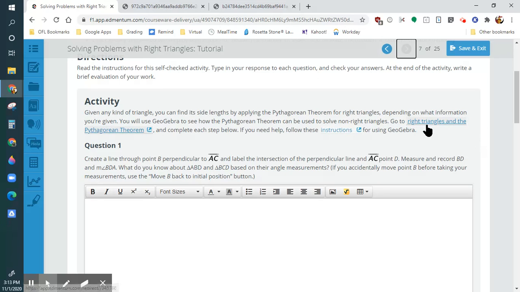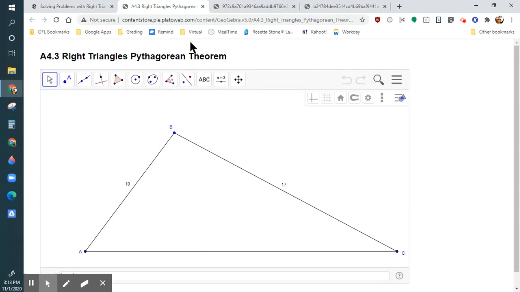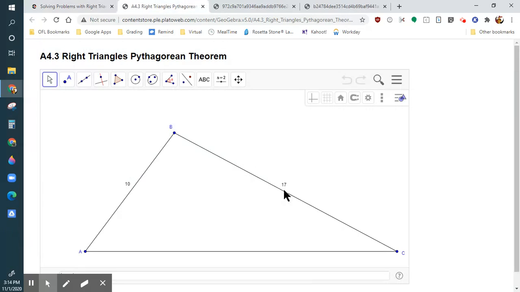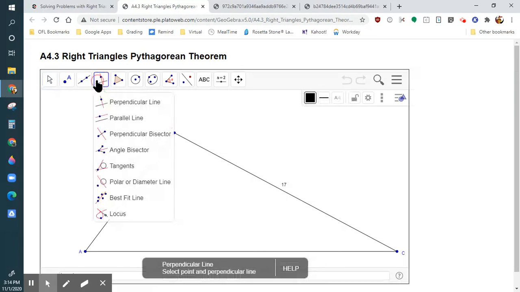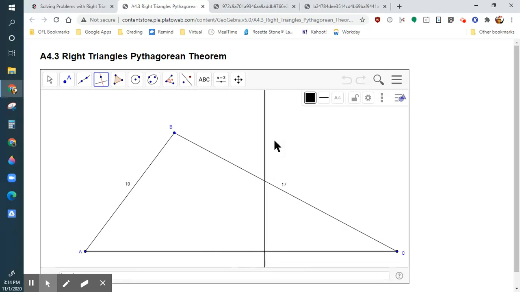All right, so go to right triangles, the Pythagorean theorem. We're going to take a look at this GeoGebra assignment. All right, and we're going to follow the directions. Create a line perpendicular through point B to AC. So we want an AC line. If we want to do that, we're going to use this construction tool. We're going to do perpendicular line. We want it perpendicular to AC, and we can just click on B. And it should kind of snap into place there.